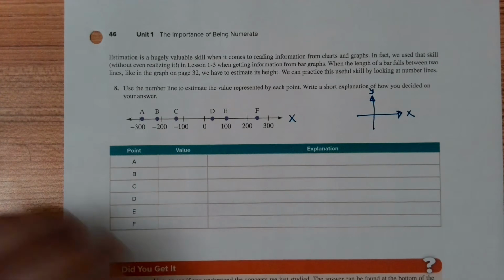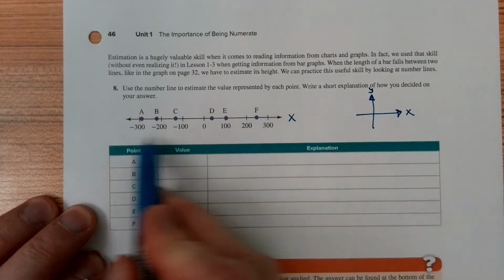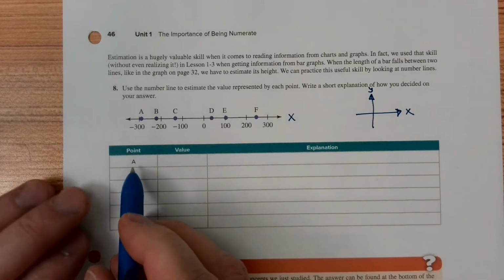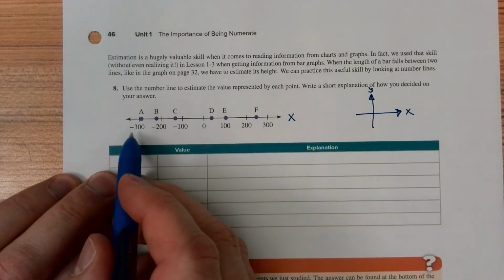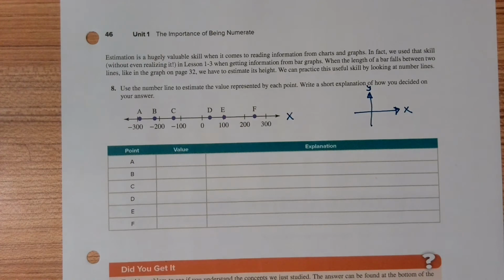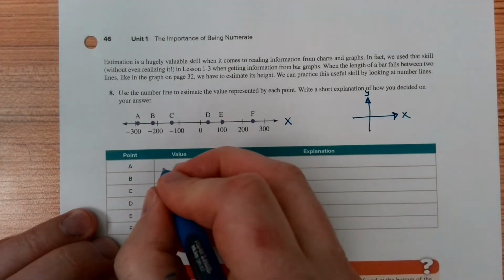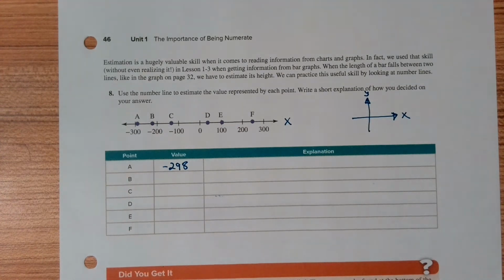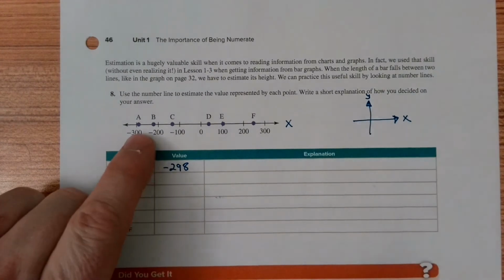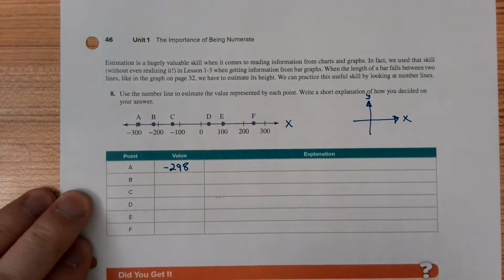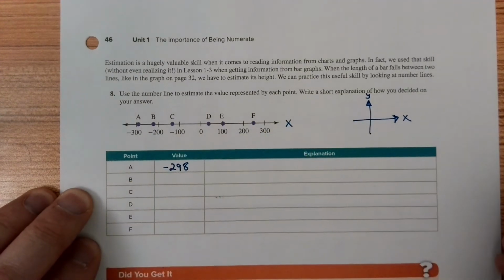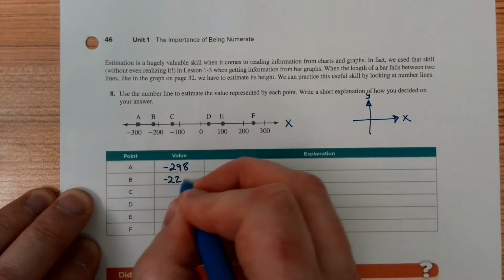In this case, our goal is to estimate, given this number line with tick marks each representing 100 units, where is point A? Well, it's almost negative 300. We could have some disagreement on this. I'm going to say it's like 298. The exact value, without technology, is almost impossible to tell here, but this is a really good estimation. And then B is pretty close to negative 200. I might call this negative 220.